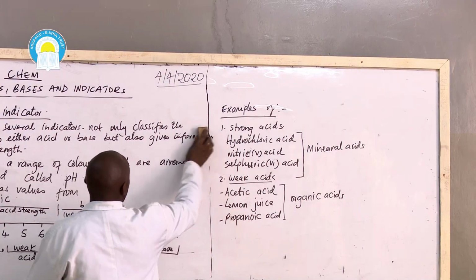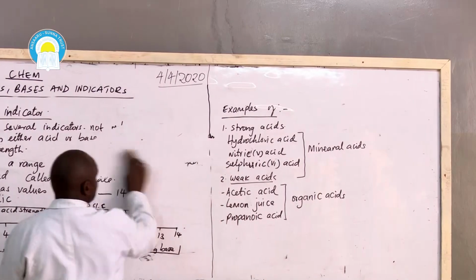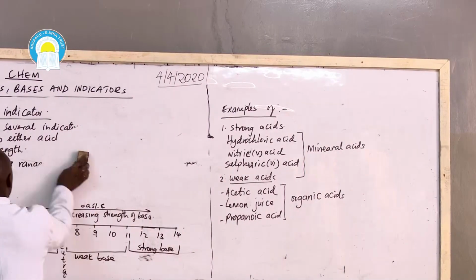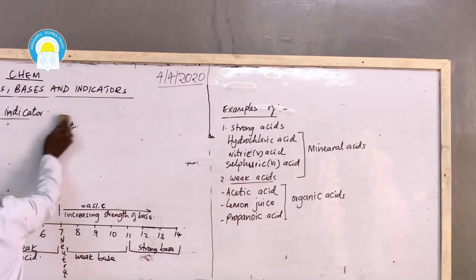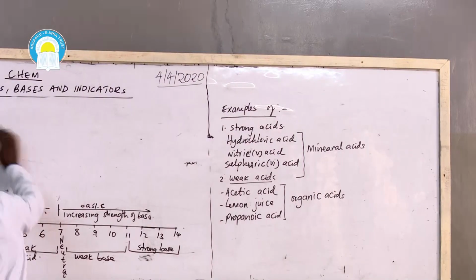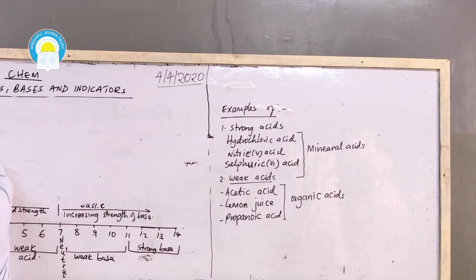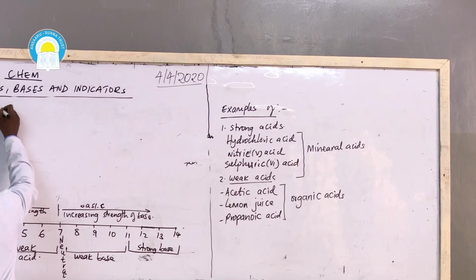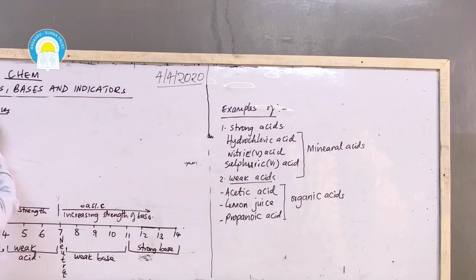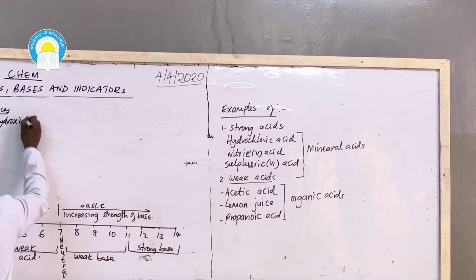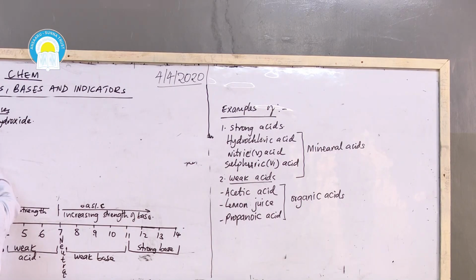Let's look at examples of strong bases and weak bases. Number 3, strong bases. Examples of strong bases: 1, sodium hydroxide, whose pH we have seen is 14. We have potassium hydroxide.